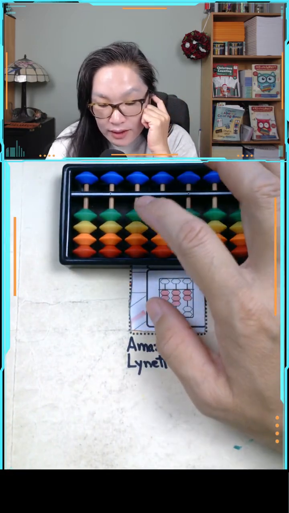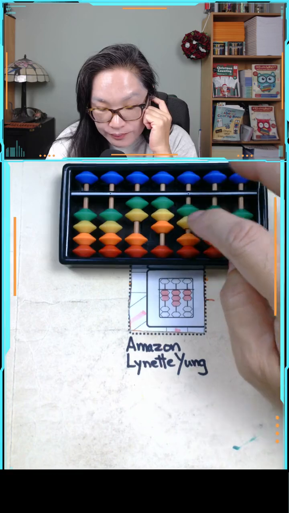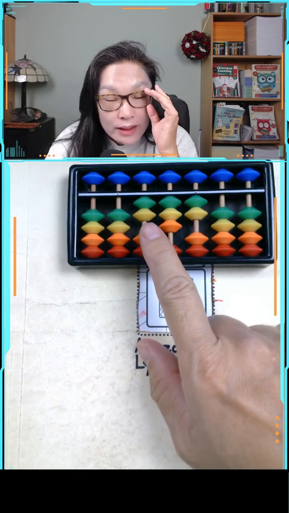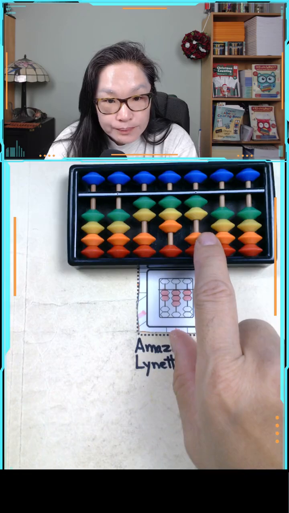I have my next number. We have our hundreds. We have our tens. We have our ones. So we have our number. What number do we think that is? We have our hundreds, our tens, and our ones.